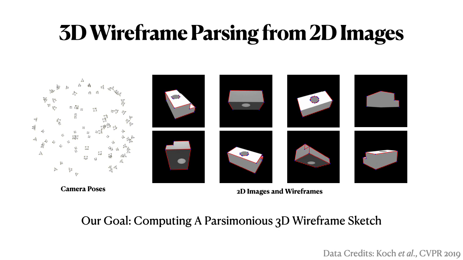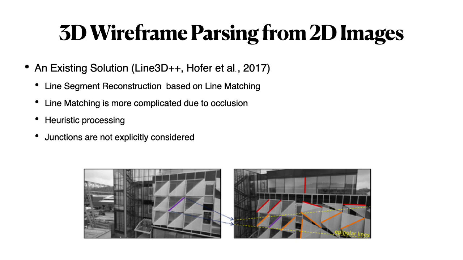Taking a simple object from the ABC dataset as an example, suppose we have 2D images and 2D primal sketch of wireframes as well as the camera poses. We would like to take a further step by computing 3D primal sketch of wireframes. This problem was previously studied as the 3D line reconstruction problem.